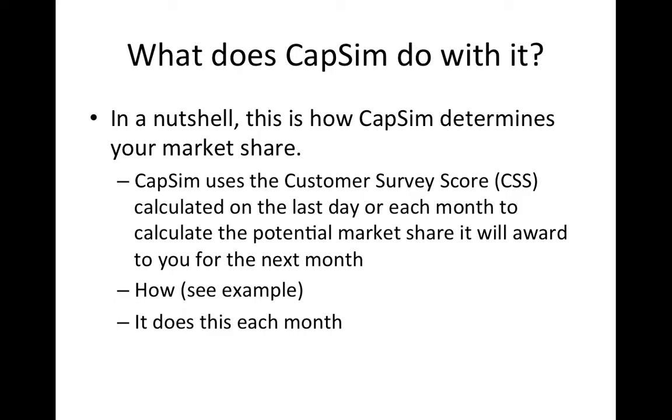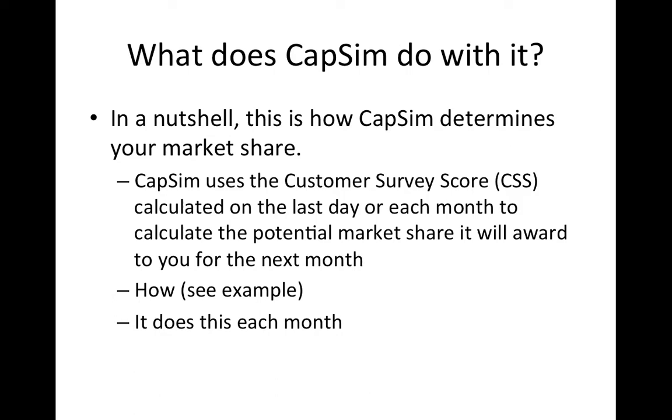So what does CapSim do with it? Quite literally, CapSim basically takes your customer survey score, your CSS for a particular product. In each month, it calculates a new one. You only see the one for December, but it actually does it every month. So they calculate yours, they calculate the scores for all the other products that fall inside of the rough cut for the particular customer segment. They sum all of those together, and then they take your score and divide it into that total, and that becomes your potential market share.